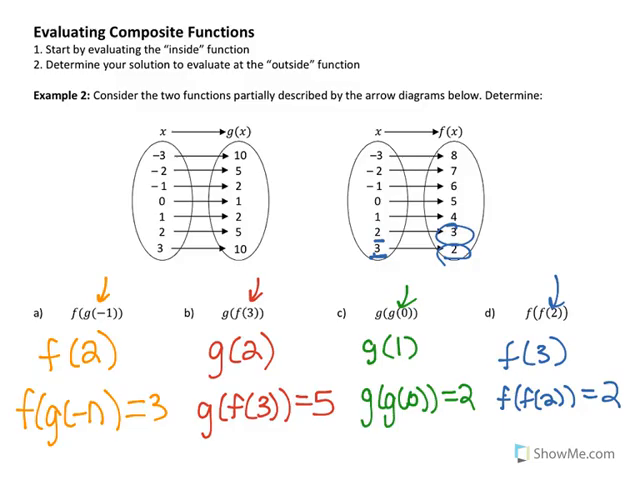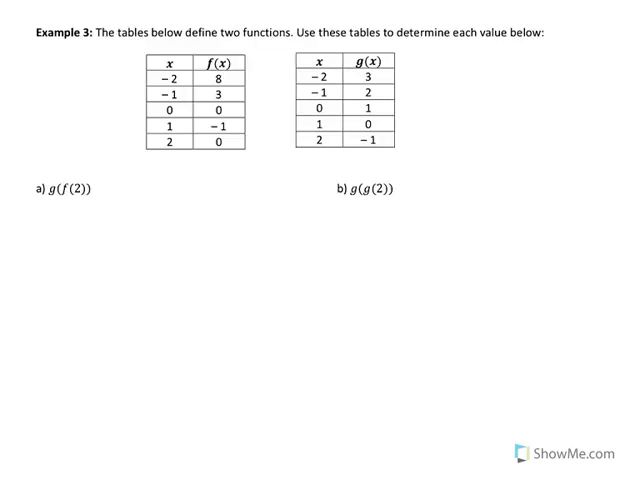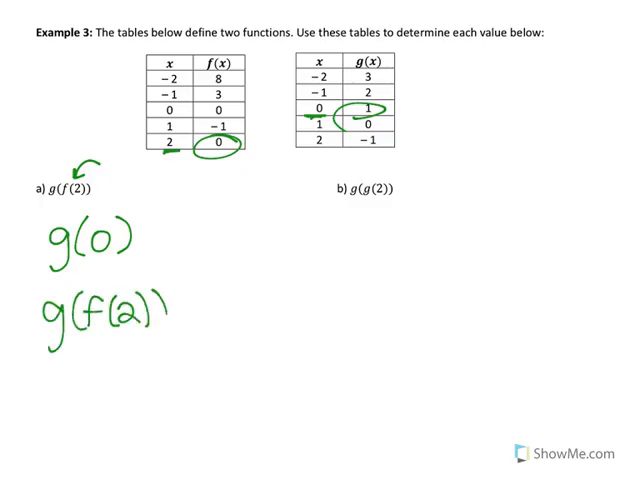So this can be done with an arrow diagram. It can be done with a table of values. It's literally exactly the same as what we just did. So we're going to do f evaluated at 2, which is 0. So now we're going to evaluate g at 0, which is 1. So g of f of 2 is 1.